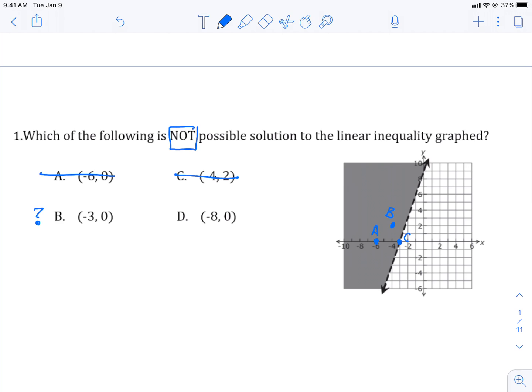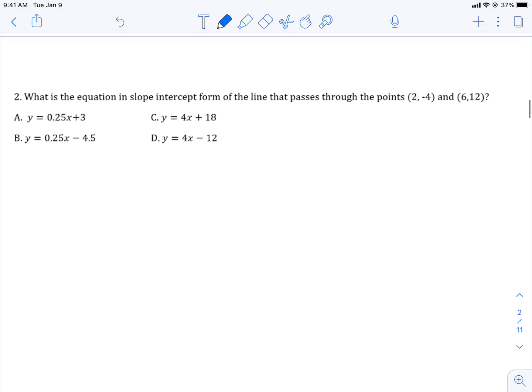But let's double check that last one to make sure for sure 100%. Negative 8, 0, that's this point right here, which is answer choice D, and that's in the shaded area. So 100% sure B is our correct answer. Again, it cannot be on a dotted line and be a solution. Okay, looking at the next one.